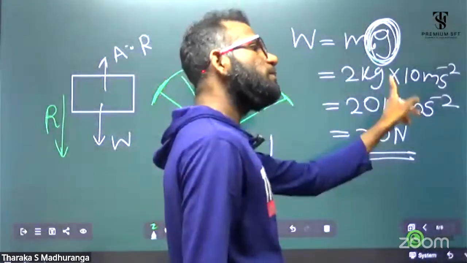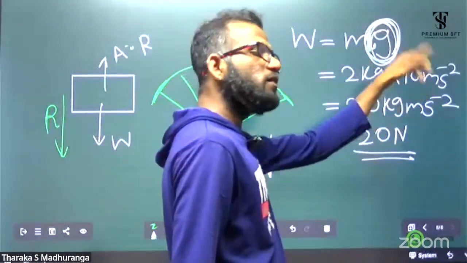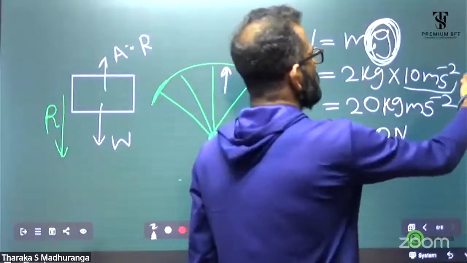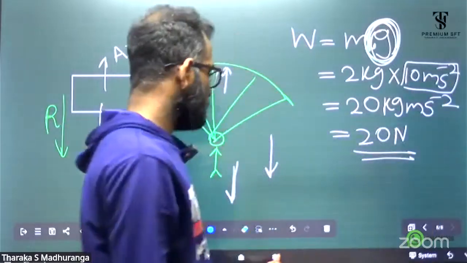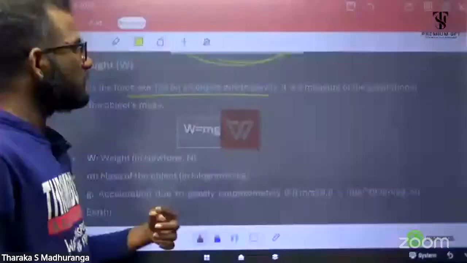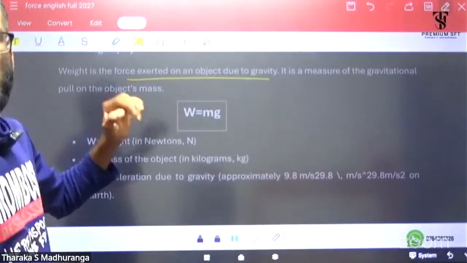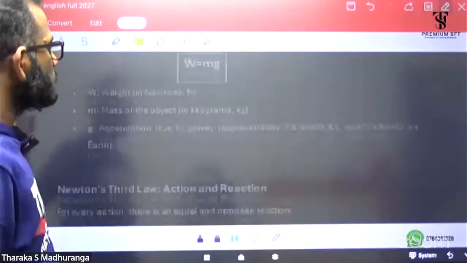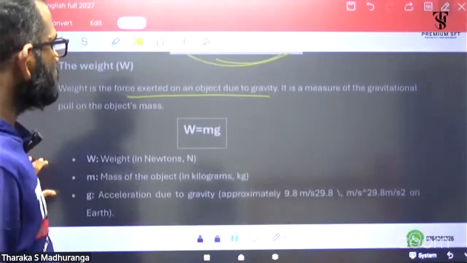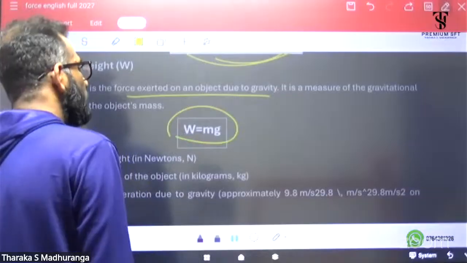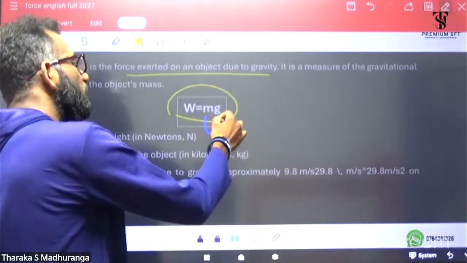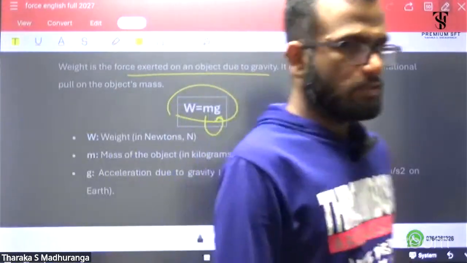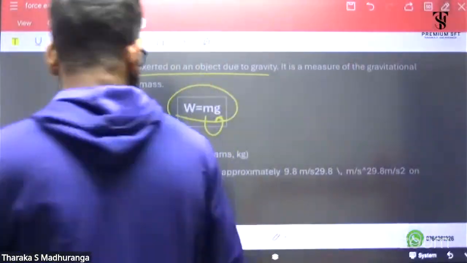Normally it's a 9.81 value. For easy calculations, we use it as 10. Gravitational acceleration in our syllabus we use as 10. In A level, it is a value. Okay, it is 10 for our easy calculation. This is the weight, W equals mg, mass multiplied by gravitational acceleration. You can get the weight of any object with gravitational acceleration 10.